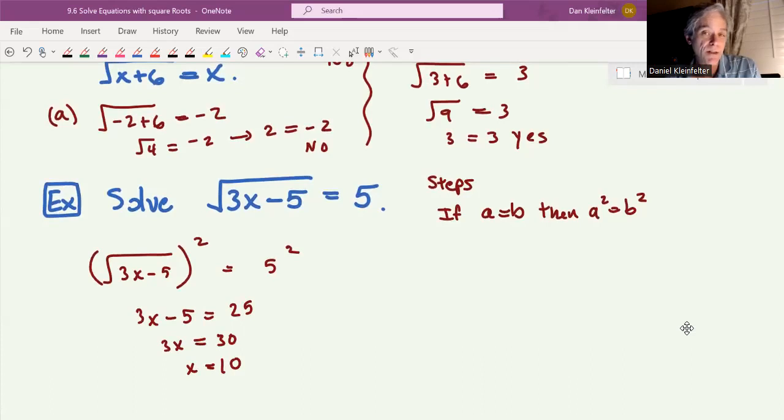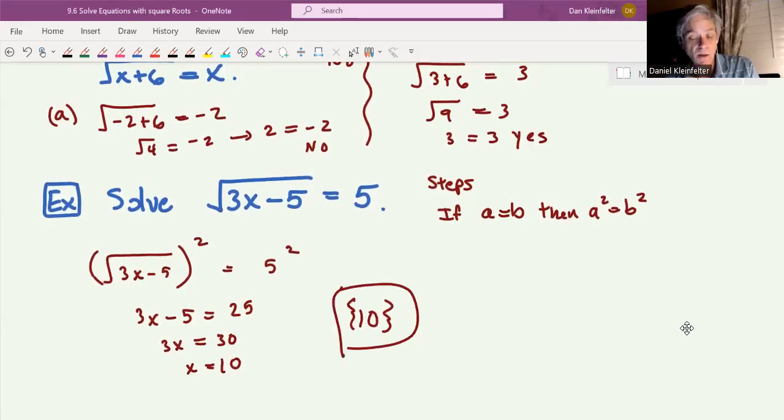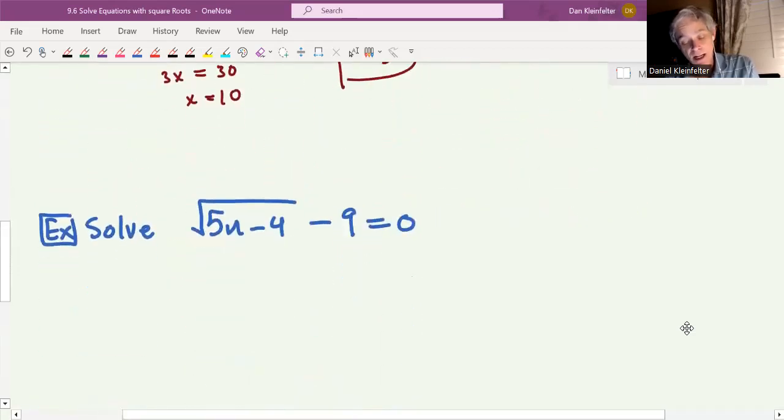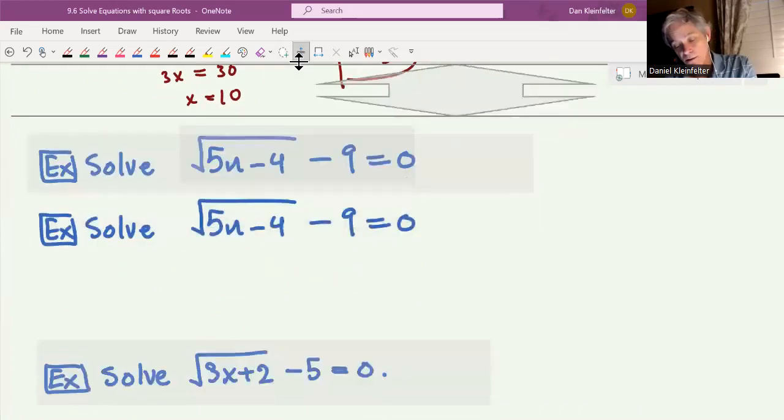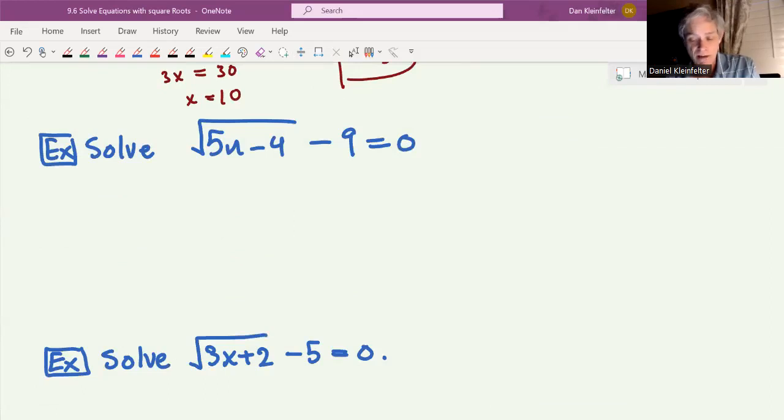Okay, and then you can substitute that into your equation and check. You can do this one mentally, actually. 10, let's drop that into our equation. 3 times 10 is 30. 30 minus 5 is 25, and the square root of 25 is 5. So yes, the solution this time is 10. Okay. And then let's try that again. Here's one for you to try, actually. Take a minute, pause the video, try this one yourself, and then restart the video and see how you did.